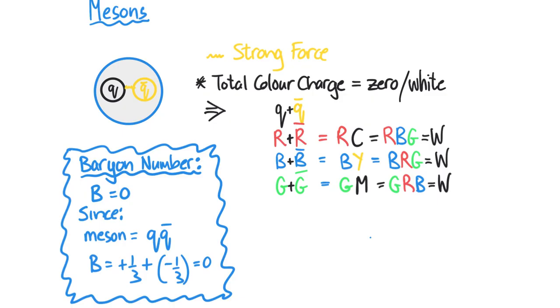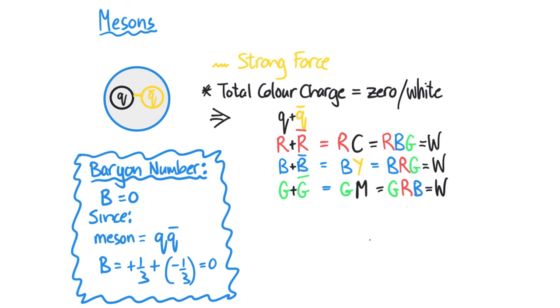So let's look at the mesons, or as some people would say, mesons. It's a bit like tomato or tomato. However you prefer to say it is fine. Mesons consist of a quark and an antiquark, and so their total color charge must also be 0 or white. So the quark will either be red and the antiquark anti-red, blue or anti-blue, green or anti-green. We've shown before how it all adds up to white.